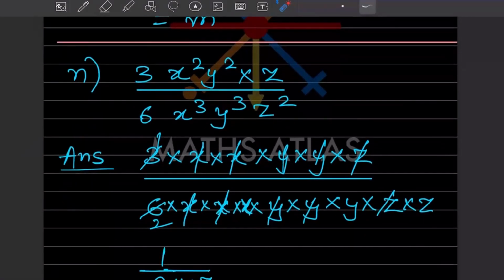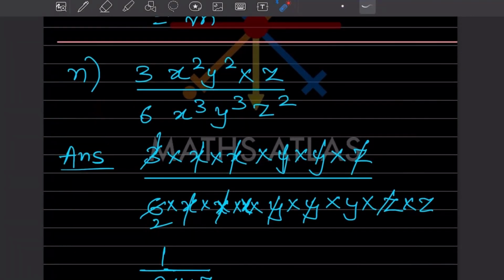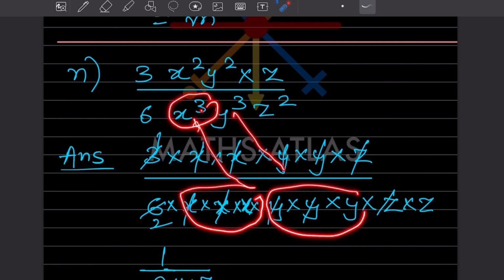Now we will go for the next problem. Again here I have simplified. The first thing, we'll think about later and keep as it is. For this x square, I wrote x into x. For this y square, I wrote y into y, and z is alone. Here for x cube, that is x into x into x, y cube, y into y into y, and z square is z into z.